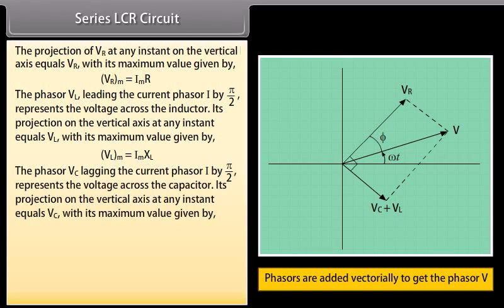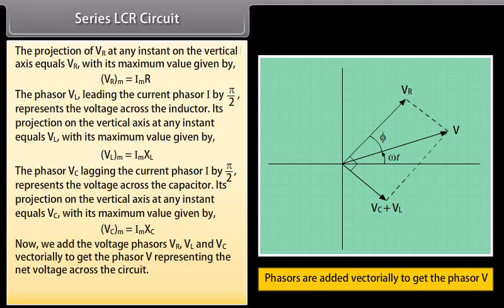The phasor VC lagging the current phasor I by pi by 2 represents the voltage across the capacitor. Its projection on the vertical axis at any instant equals VC with its maximum value given by the product of Im and XC.